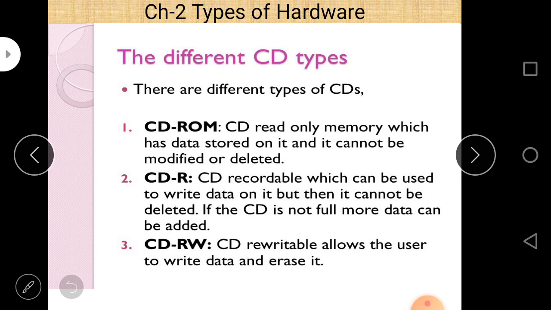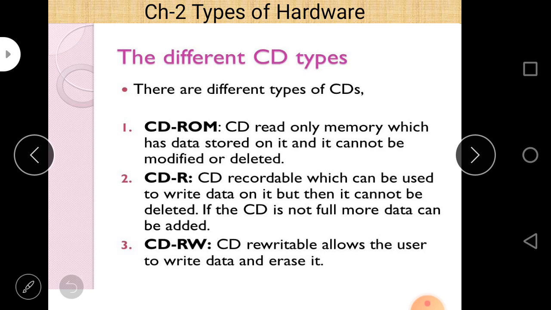Next is CDRW, meaning CD rewritable. CD rewritable allows us to write data and erase it. So you can read and write data any number of times. That's why it is called CD rewritable. So these are the basic types of CD.